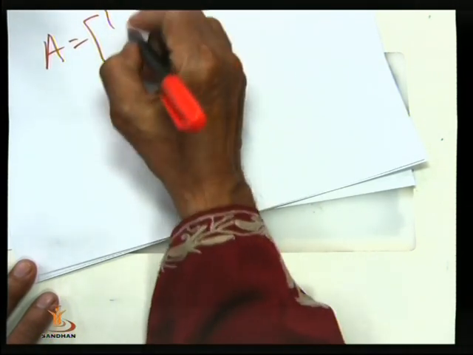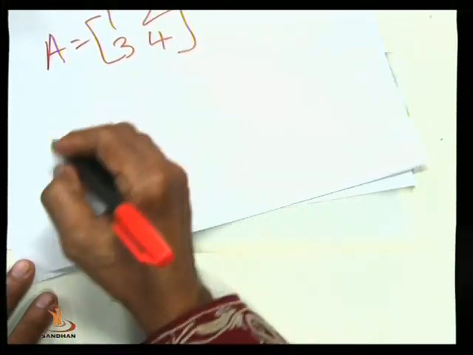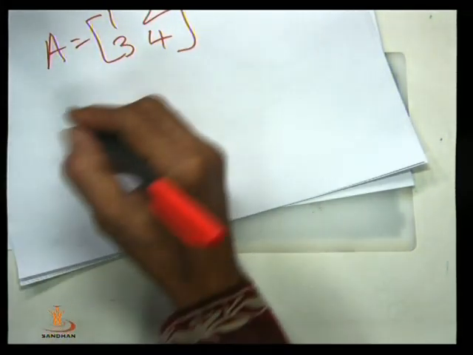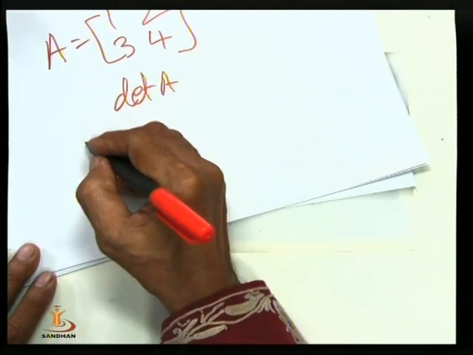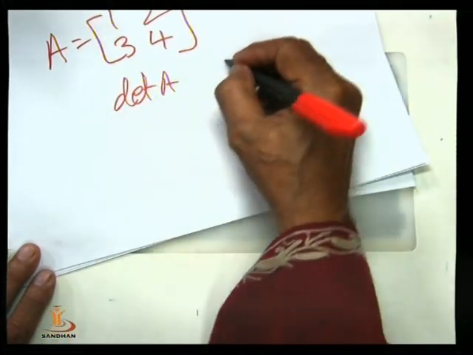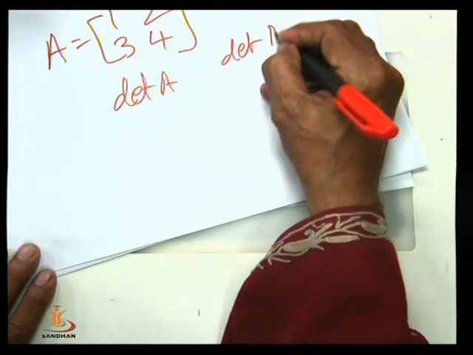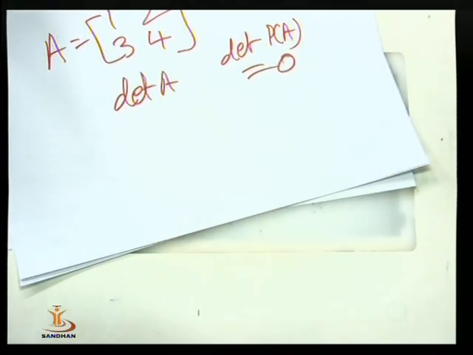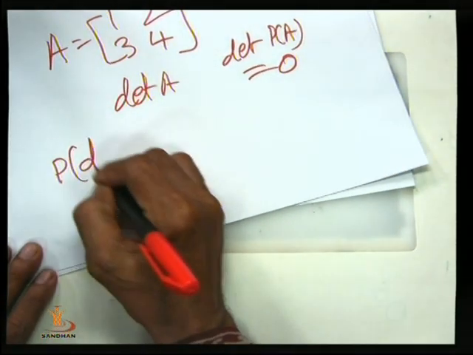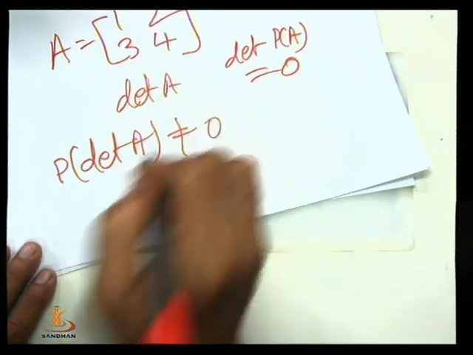One will not be able to do that here, but if you take A equal to the matrix 1, 2, 3, 4, and take determinant of A, we know that the characteristic polynomial evaluated at A will be 0 by the Cayley-Hamilton theorem, but if you take P of determinant A, then it is not 0. Okay, thank you very much.